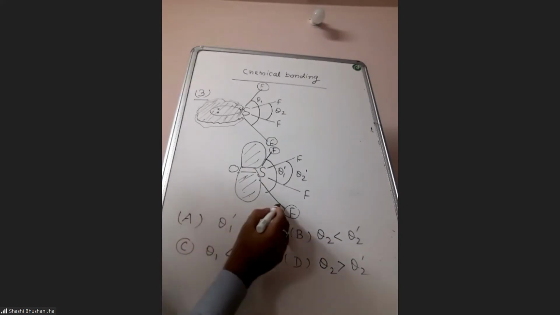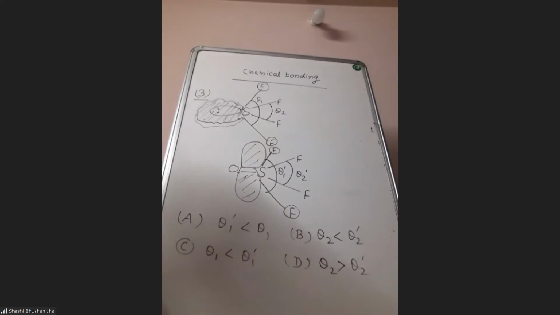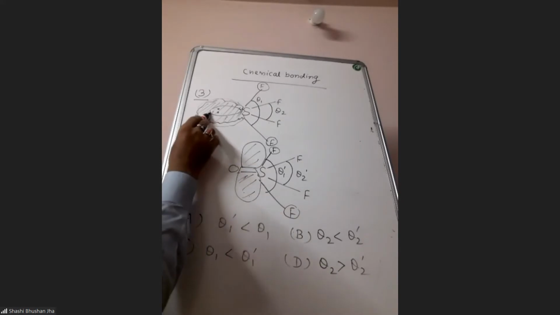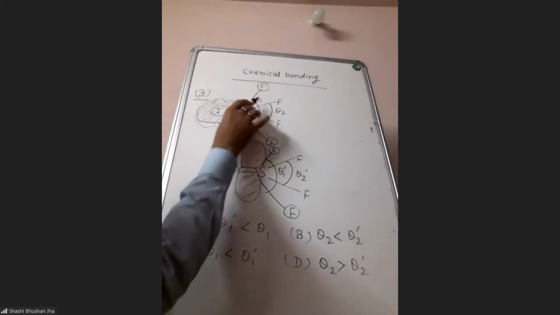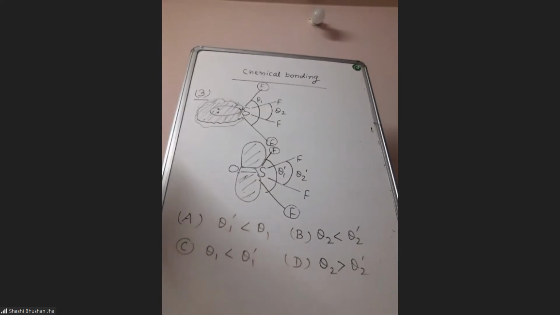So now tell me, will it be closer to the axial bond or closer to the equatorial bond? It will be closer to the axial bond. So what will happen then? It will repel the axial bonds more than the equatorial bonds. So the pi bond will repel axial bonds more than equatorial bonds. The lone pair will repel equatorial bonds more than the axial bonds.